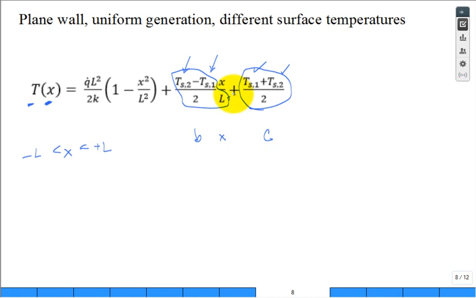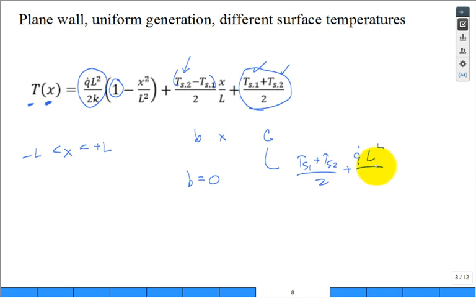When would B equal 0? When TS1 is equal to TS2. Doesn't that give me the coefficient B equal to 0? It'll be now symmetric. The maximum will be right at x equal to 0. Okay. And then actually this is more than just a constant. This term contributes also to the constant. So the constant term is TS1 plus TS2 divided by 2 plus Q dot L squared divided by 2K. This part comes over, contributes to this constant.